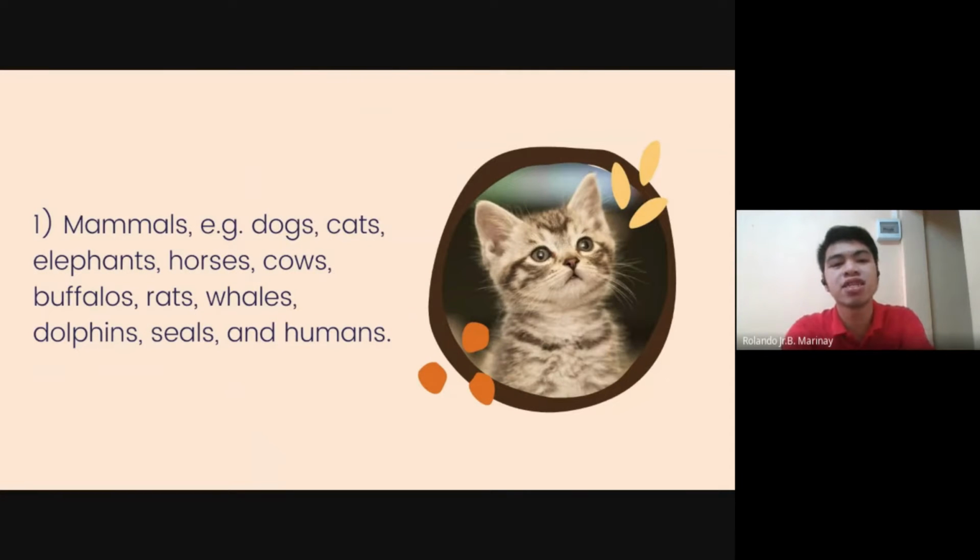Okay, the first one are the mammals. Mammals are dogs, cats, elephants, horses, cows, buffaloes, rats, whales, dolphins, seals, and humans. Oh, even humans are mammals, okay? Because we have mammary glands, we are called mammals. All right, this is the first group of the animals that give birth.